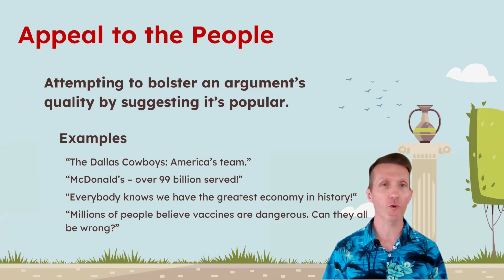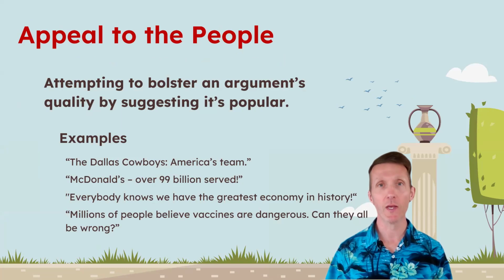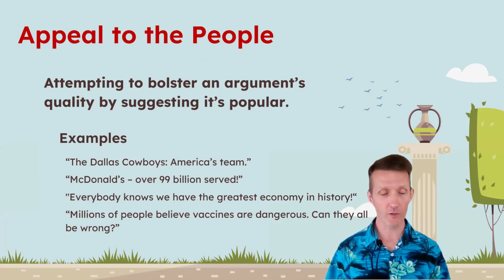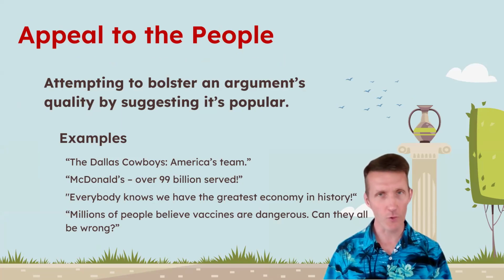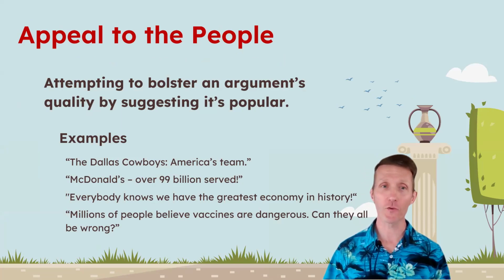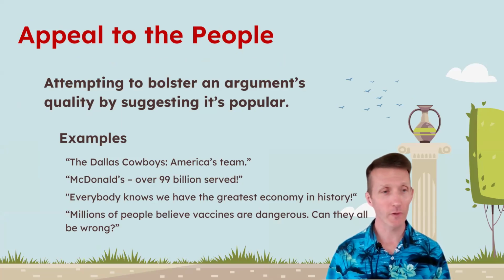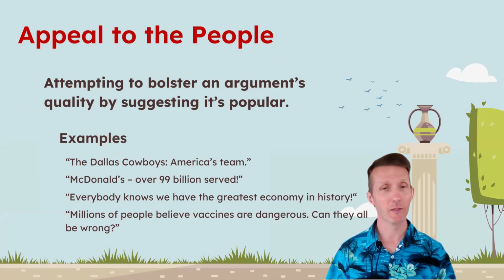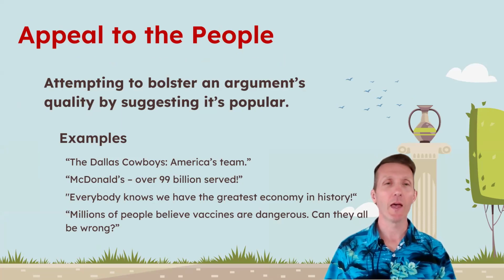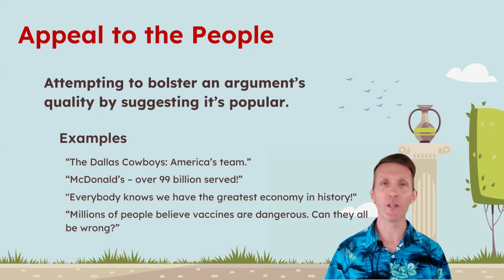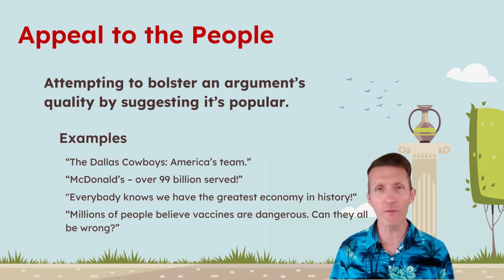Okay? Appeal to the people. This is attempting to bolster an argument's quality by suggesting it's popular, related back to the cognitive bias of getting on the bandwagon. So here's some examples. The Dallas Cowboys are America's team. You should support them too because they're America's team. Everybody loves them, right? McDonald's, over 99 billion served. Doesn't mean their food is healthy or even tasty. It just means lots of people have eaten it because it's cheap. I don't know. Everyone knows we have the greatest economy in history. Everyone knows. Everybody believes it. Everybody's saying.